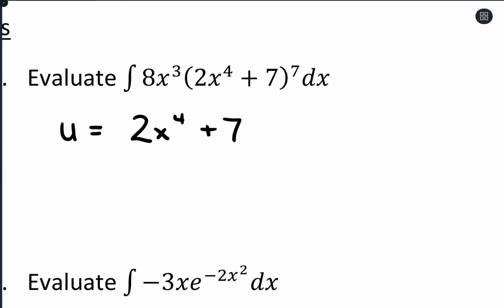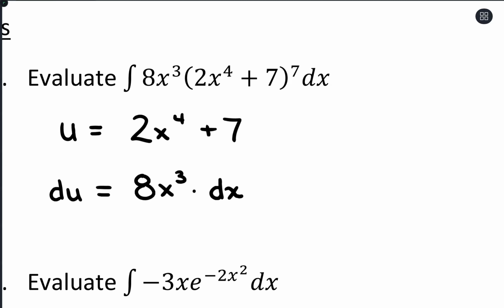Then what I want to do is evaluate the derivative of this. So I'm going to take the derivative of both sides of this equation, which taking the derivative of u will leave me with du. And then I'm going to take the derivative with respect to x. So 2x to the fourth is 8x cubed, and then that positive 7 turns to 0. And then because I'm taking the derivative with respect to x, I'm going to put a dx at the end here.